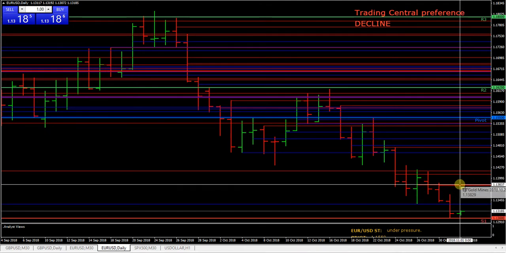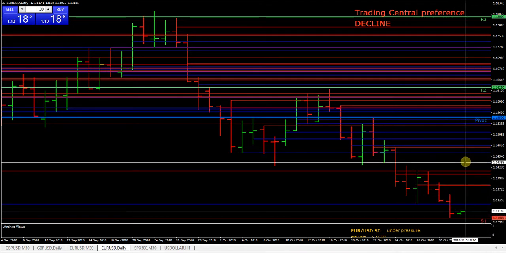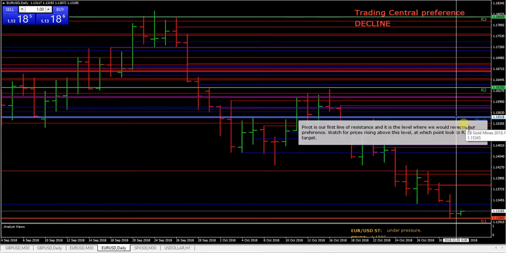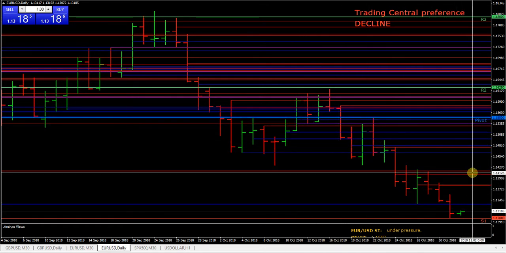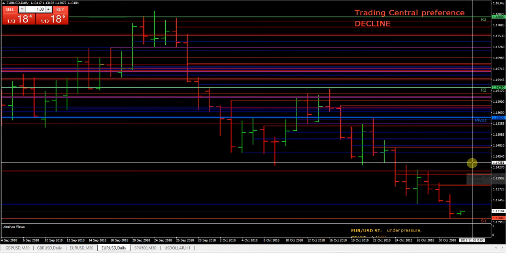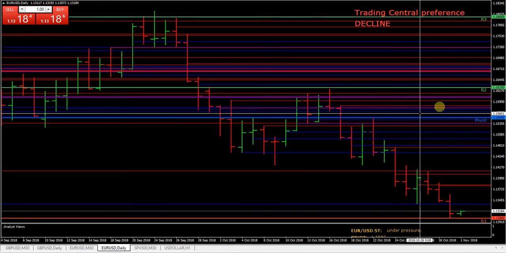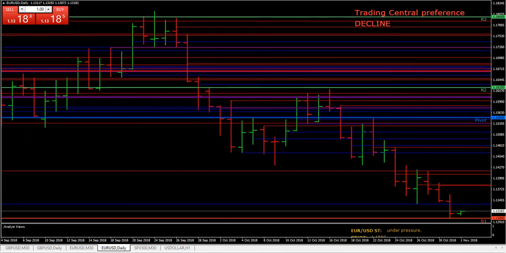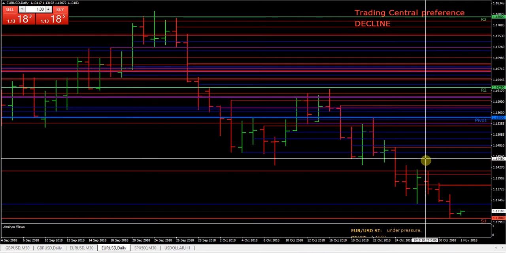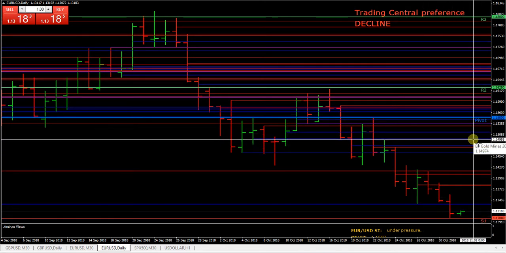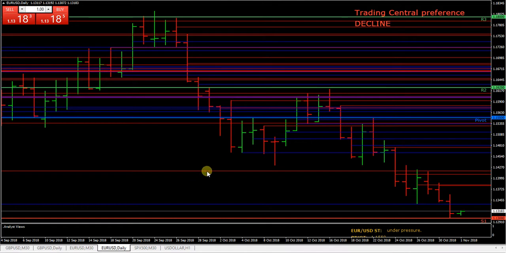If we break these levels, then we'll start trading upwards, and I'll be looking to remove some of these levels and look at the more recent levels to play when it comes to looking for support levels. This is how I would trade levels.